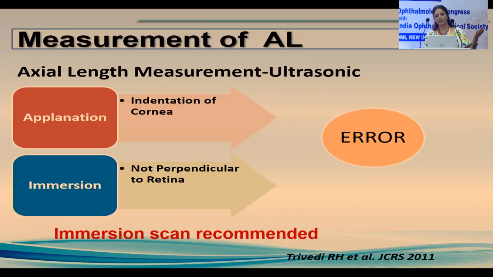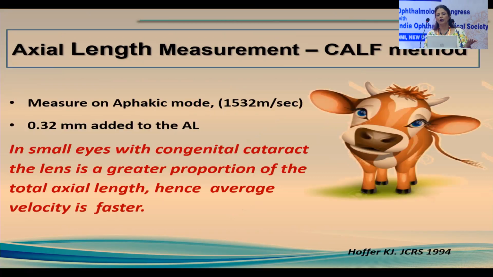The errors of axial length measurement I've already talked about. Applanation will obviously cause more errors as compared to immersion. An immersion scan is recommended if you are using ultrasonic. But as I said, because the velocity of ultrasound is going to vary, the best is to use the SRK method, measure in the aphakic mode, where you use the velocity of sound in aphakic mode of 1532 meters per second, and then add 0.32 millimeter to the axial length to get the actual axial length, or the corrected axial length factor, as we call it.